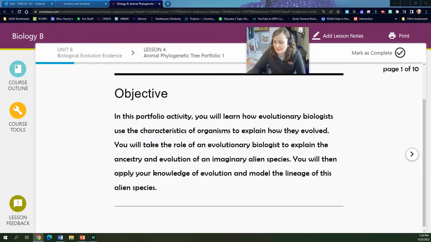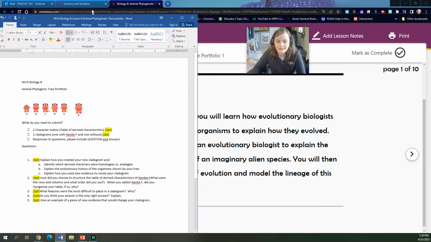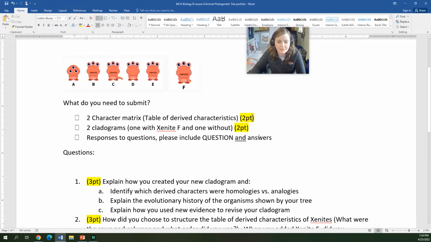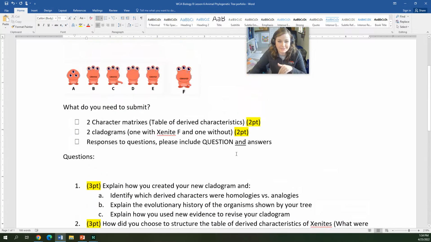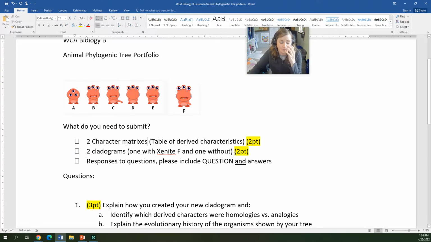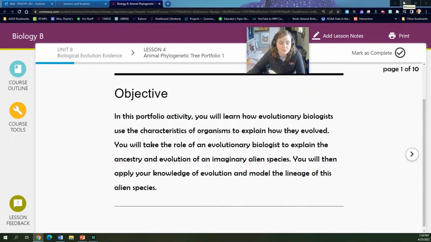I have created a document that I'm going to put on my Student Hub page that's going to give you an outline of everything you need to complete or turn in so you know what you're being assessed on. At the end, this is not going to make as much sense at the moment, but it'll make sense later. You will submit 2 character matrices, 2 cladograms, and the responses to these questions that I have put below here that you can copy and paste into your document. We're going to explain what the character matrices are and what the cladograms are in this lesson today. This one's going to take a little longer because we have to go through some examples.